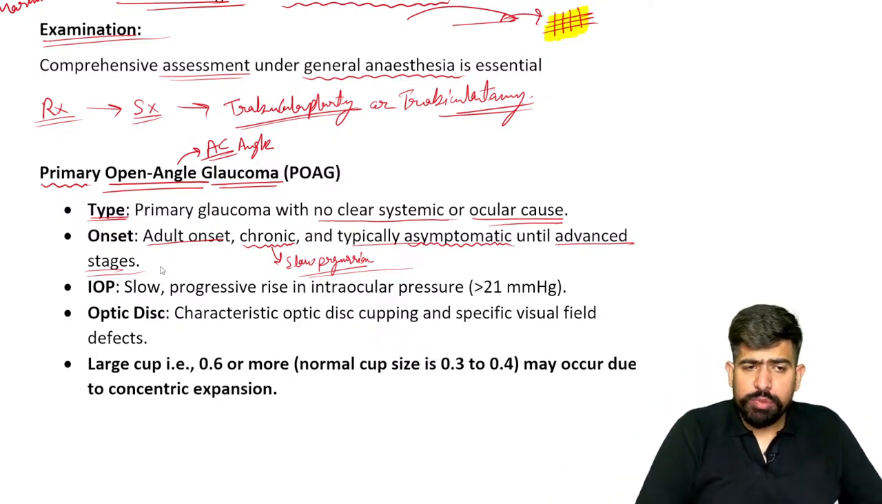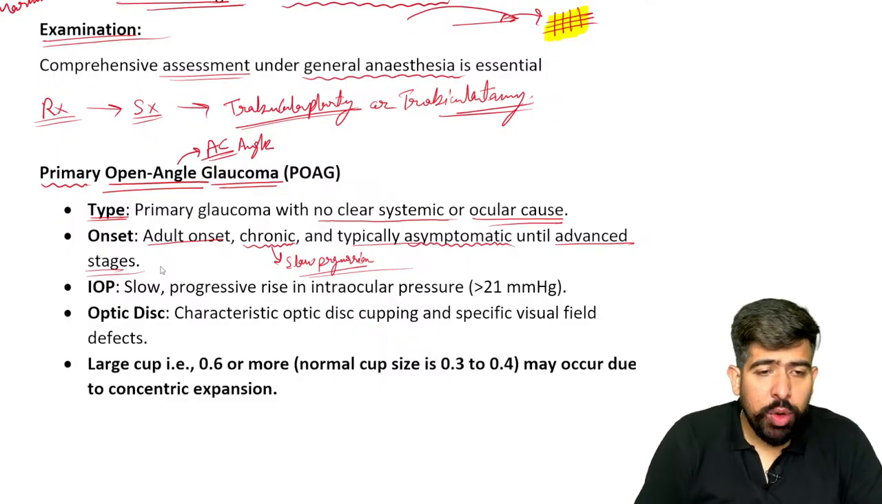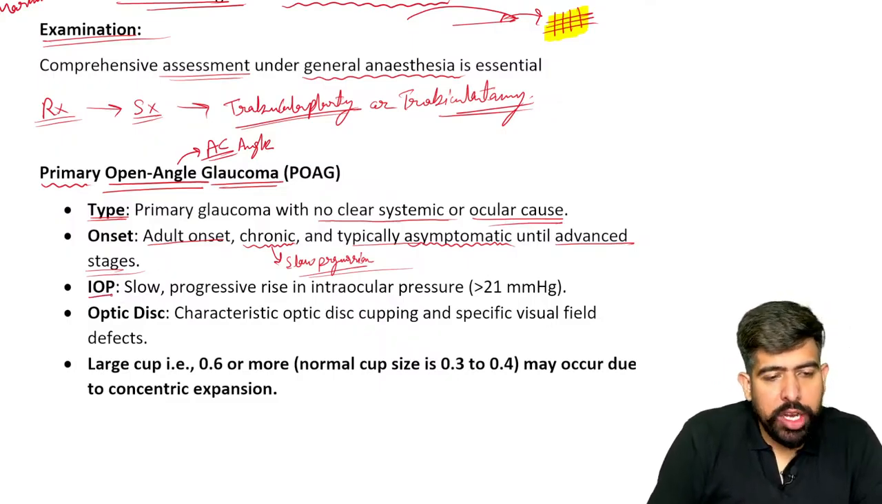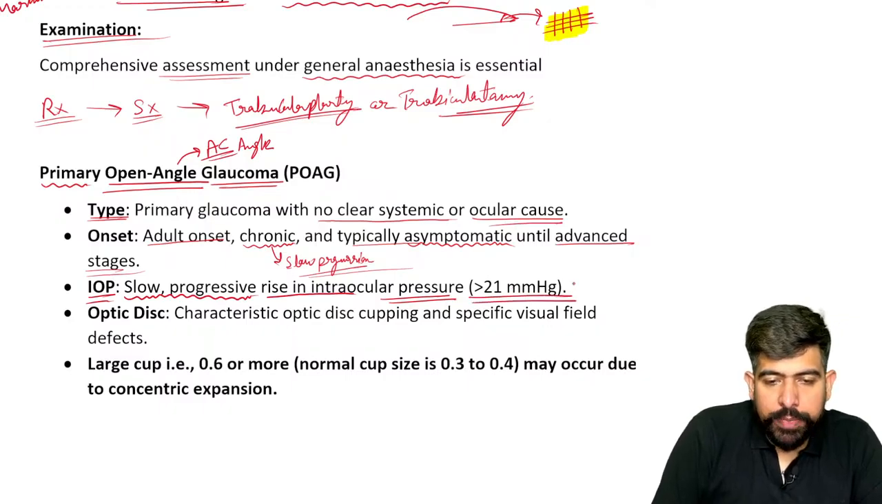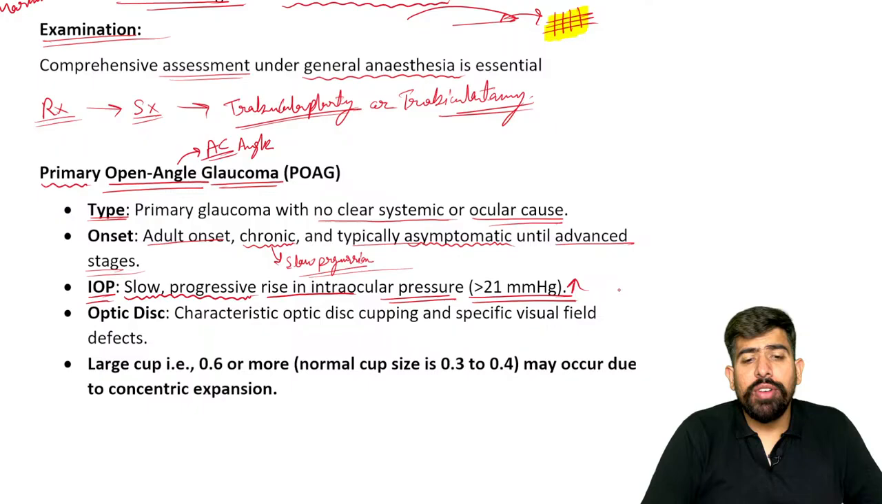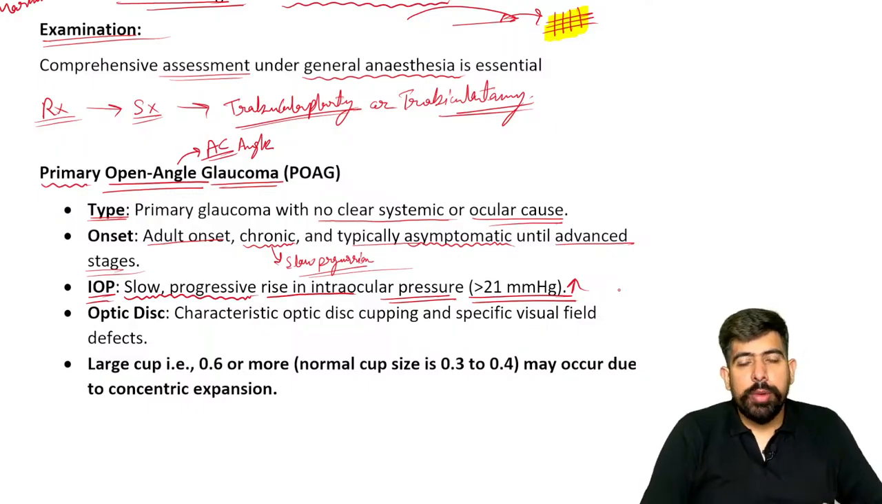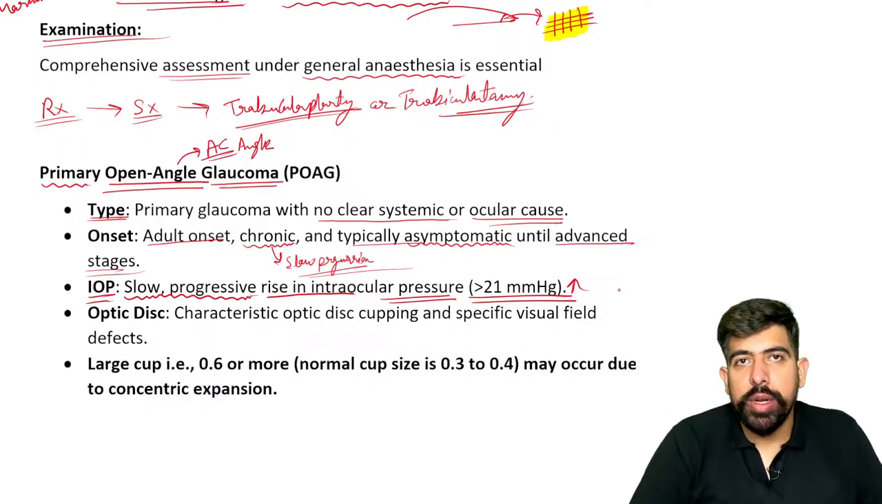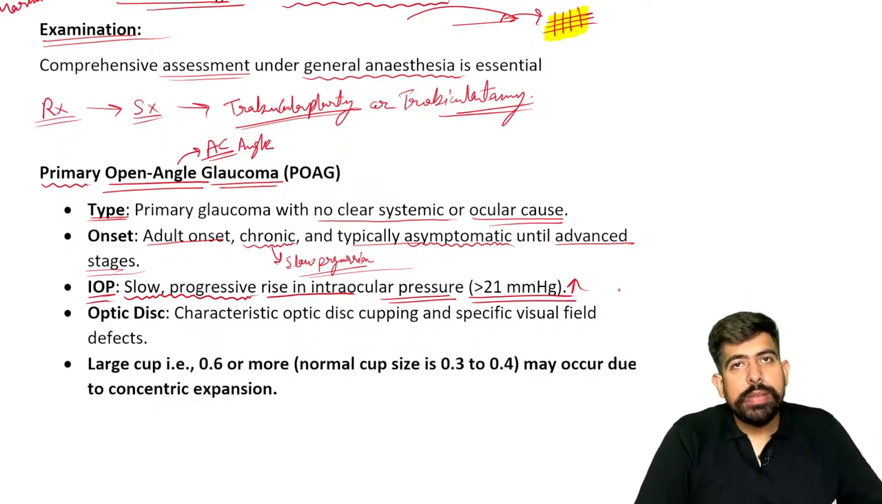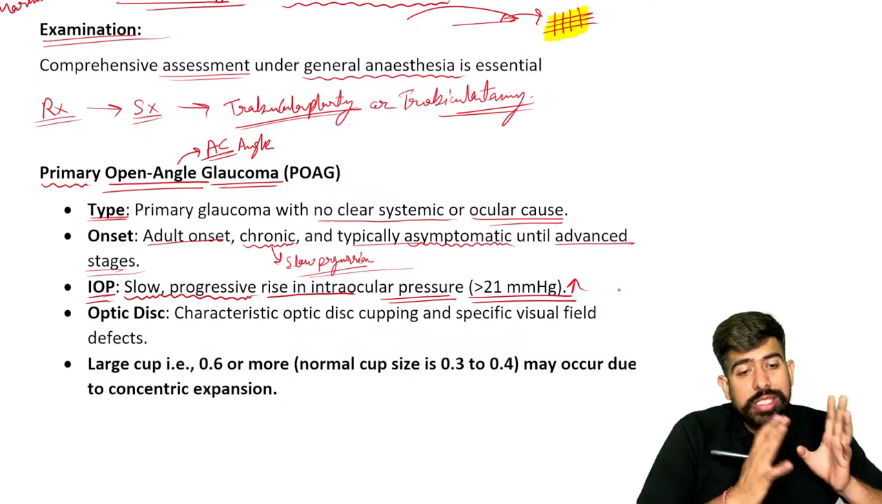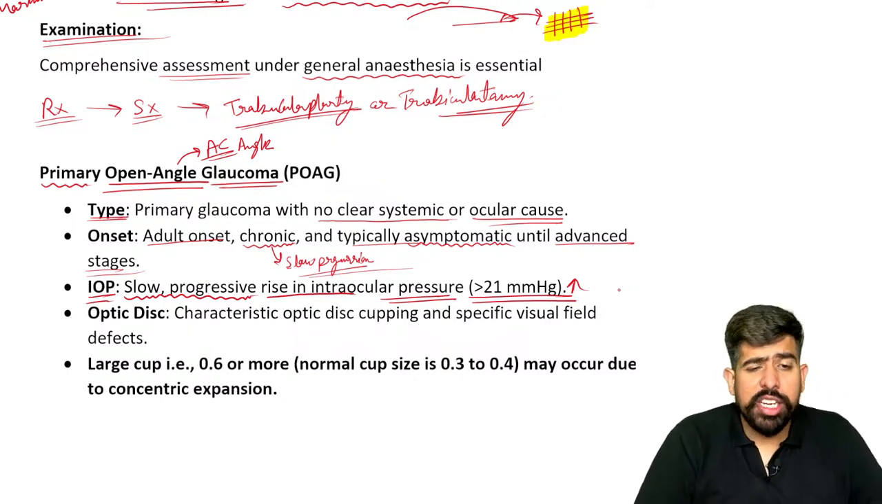This is very rare. Now, if I'm talking about the intraocular pressure of this patient, there is a very slow progressive rise in the intraocular pressure, but surely it increases to more than 21 mm Hg. Of course, as we talked about, ocular hypertension should be present. Otherwise, that would be called low tension, right? So we are not talking about low tension; there should be an increase of the pressure.